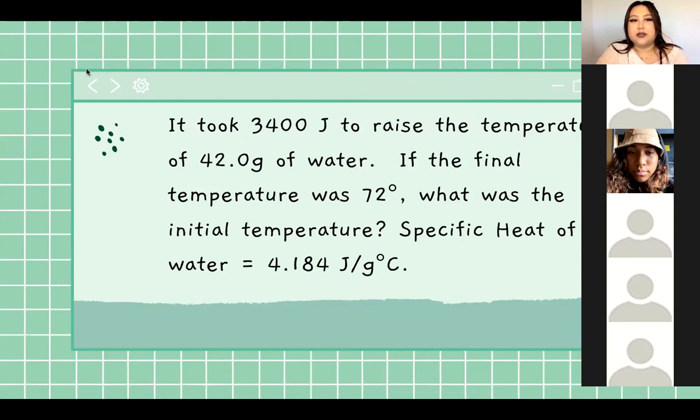So it took 3,400 joules to raise the temperature of 42.0 grams of water. If the final temperature was 72 degrees, what was the initial temperature? Specific heat of water is 4.184 joules per gram degree Celsius. So what variable are we trying to solve for? TI.